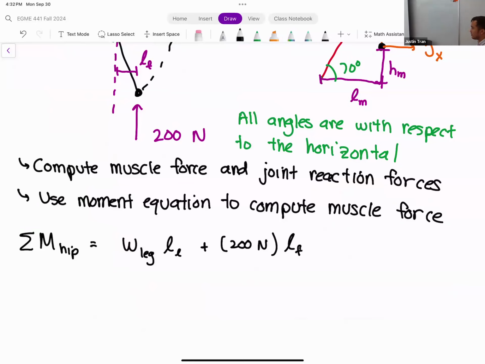Okay. One thing I realized I forgot is that all the other parameters here, all the lengths and the weight of the leg, there are measurements for this. I just forgot. So we'll plug in the numbers at the end. For now, it looks a little bit strange to have 200 newtons next to a bunch of variables, but the other variables will have numbers as well.